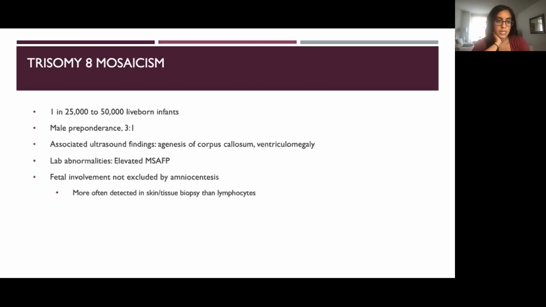Trisomy 8 is rare. It occurs in 1 in 25 to 50,000 live-born infants. It is increased risk in males, 3 to 1. There are abnormal ultrasound findings, including agenesis of the corpus callosum, as well as ventriculomegaly. Lab abnormalities, you can see an elevated MSAFP. Fetal involvement is not excluded by amniocentesis, but is more often detected in skin and tissue biopsies compared to lymphocytes.